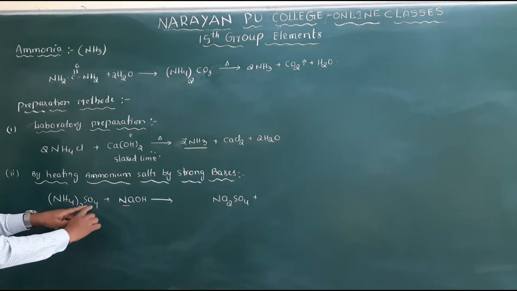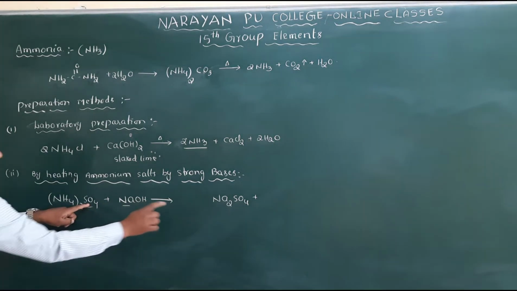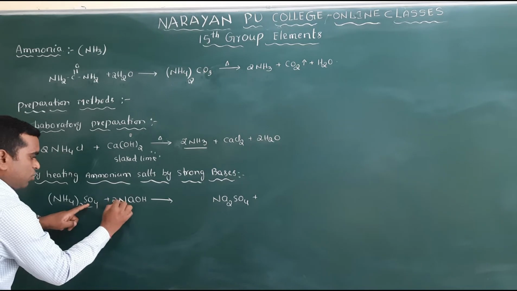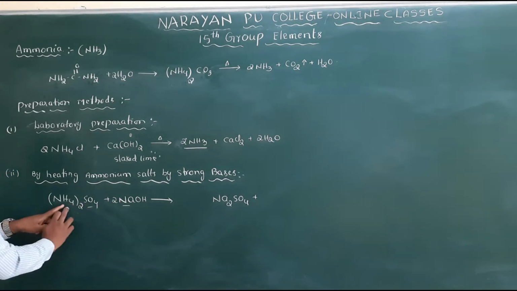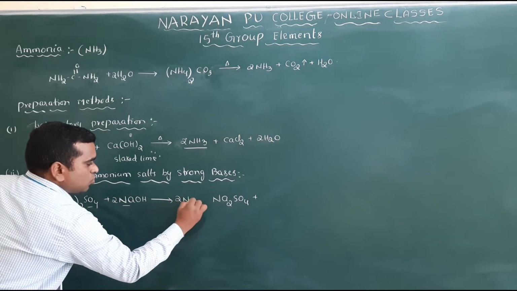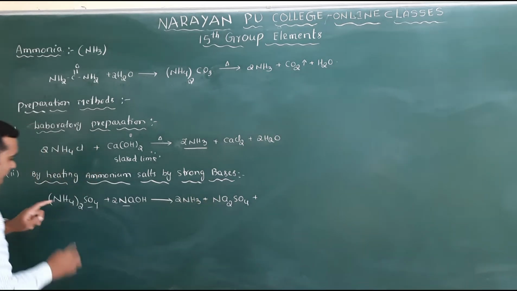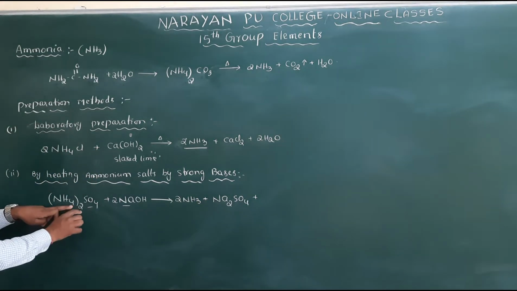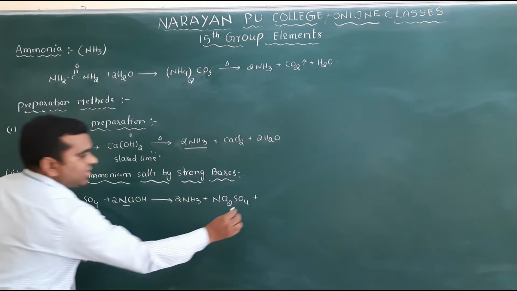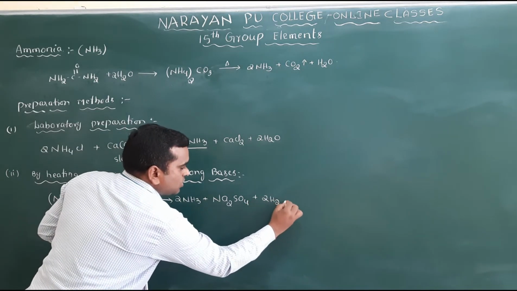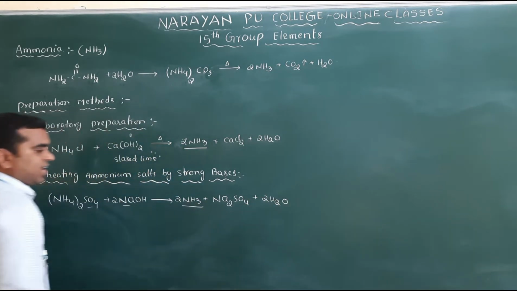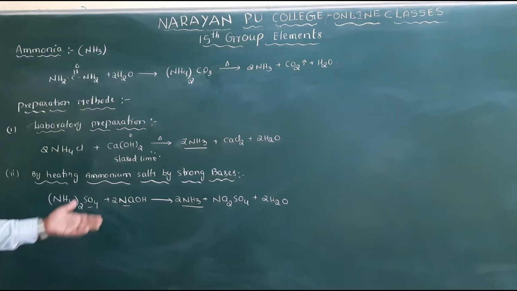Clear? Na2SO4, and you know that there are 2 Na, so I have to multiply this with 2, and here NH4 is there. You will get 2 moles of ammonia, and here 8 hydrogens are there, 2 hydrogens left here and 2 OHs are there. Then you will get 2H2O. What are you preparing here? Ammonia gas. Clear? Ammonia is a gas.